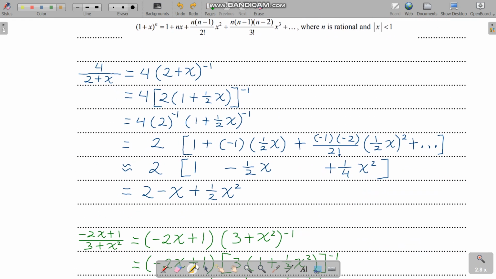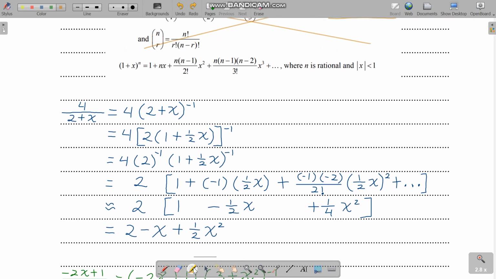we use negative power, 2 plus x to the power of minus 1, and we cannot use the MF19 formula directly because we can only use it if we have 1 plus something. This is 2 plus something, so we cannot use the formula directly. We have to factor out the 2. So 2 times 1 back to 2, 2 times 1/2 x back to x. We're just factoring out the 2.